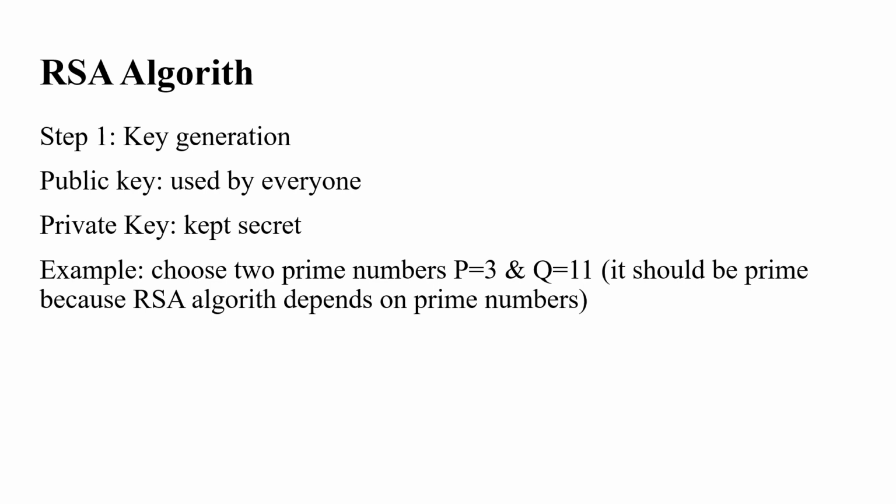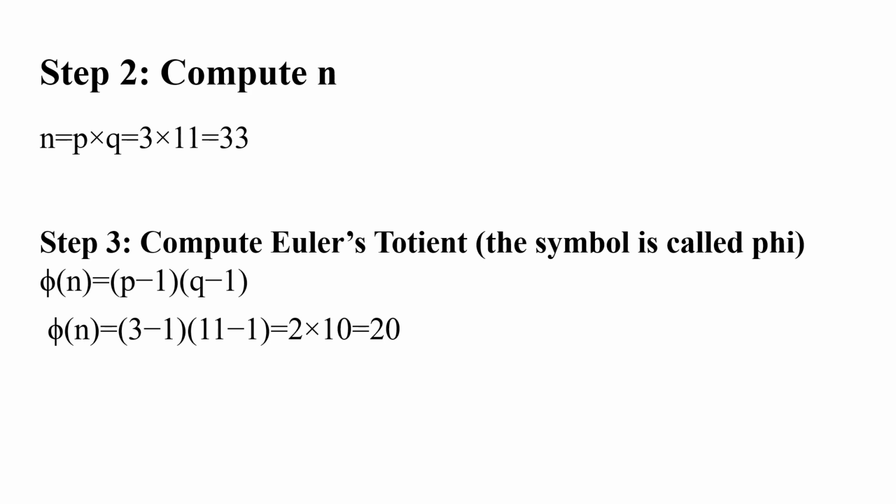Here I'm going to take two numbers and name them P and Q. I already told you we are going to deal with prime numbers. So the two numbers that I'm going to use are 3 and 11, because both of them are prime numbers. I will tell you later why we are requiring this P and Q.